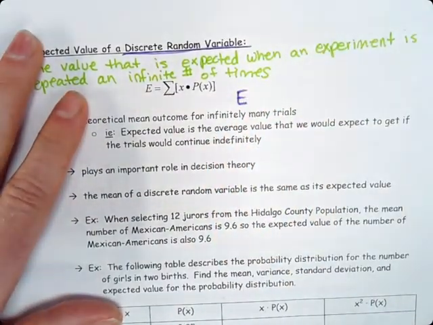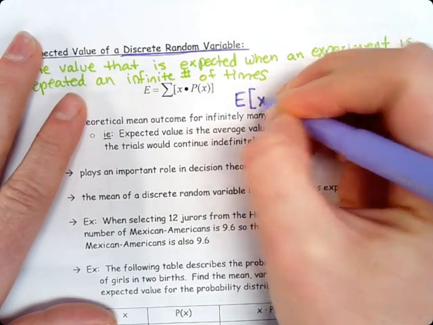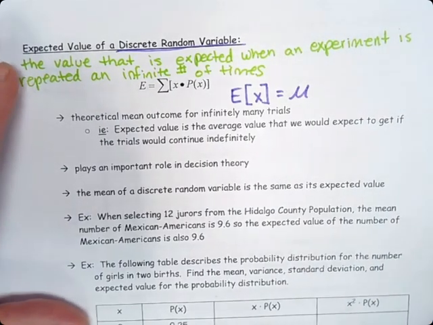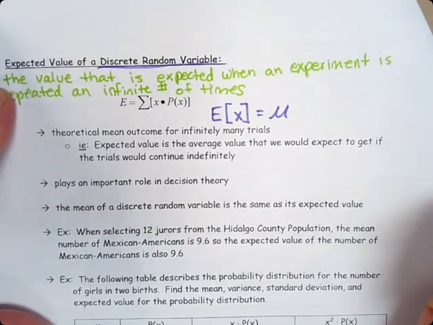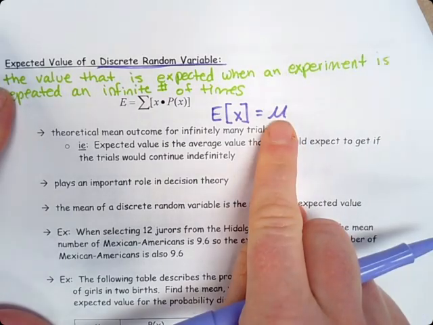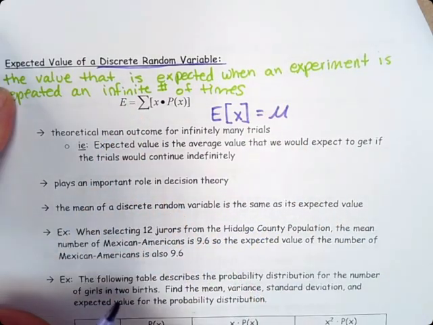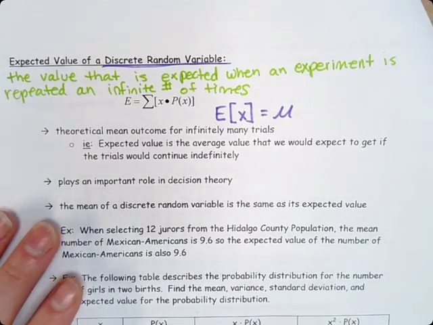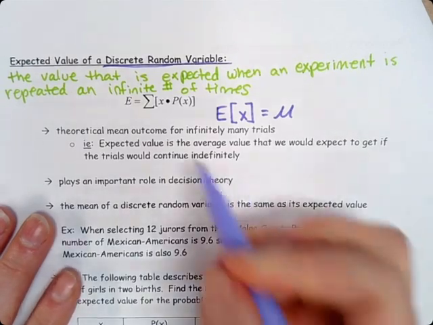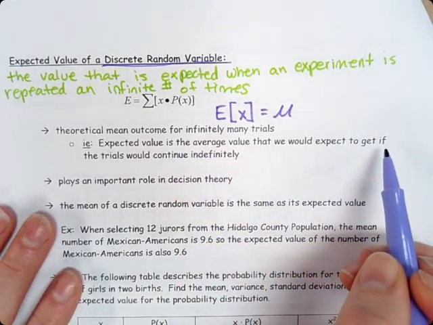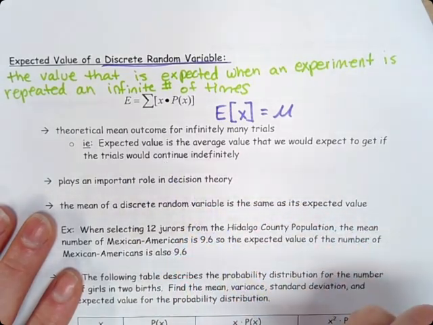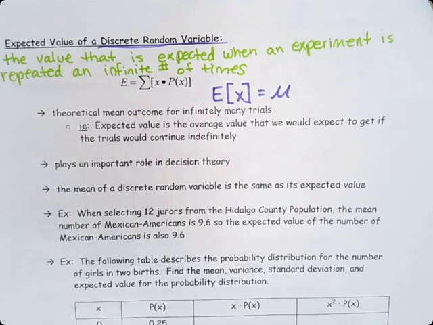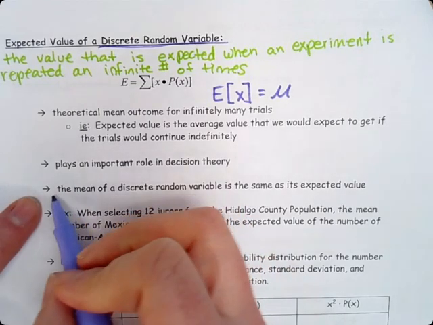So it's sometimes written as E, and sometimes it's written with a bracket of X equals mu, or the mean. So if we can find the mean, then we can find the expected value. Theoretical mean outcome for infinitely many trials. Expected value is the average value that we would expect to get if the trials were continuing indefinitely. Plays an important role in decision theory. The mean of the discrete random variable is the same as its expected value, which is what we said right here.